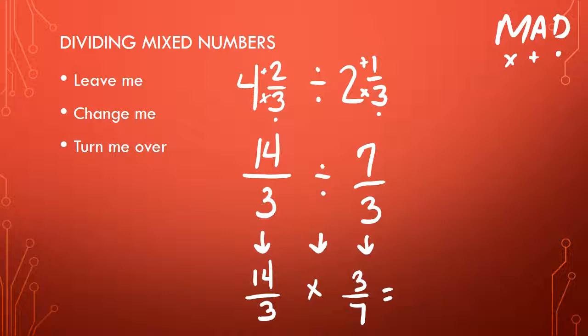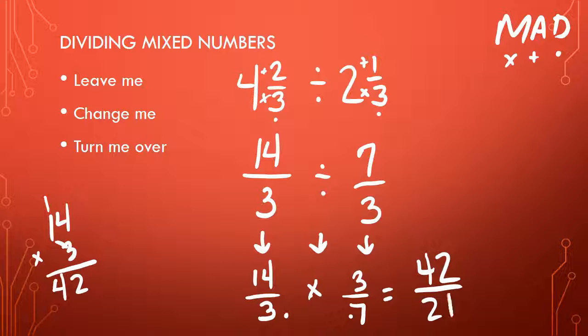If you don't know your 14's facts, you can just come over here and do a little bit of cheese dip on the side. 14 times 3. 3 times 4 is 12. Carry my 1. 3 times 1 is 3 plus 1 more is 4. 42. And then 3 times 7 is 21.